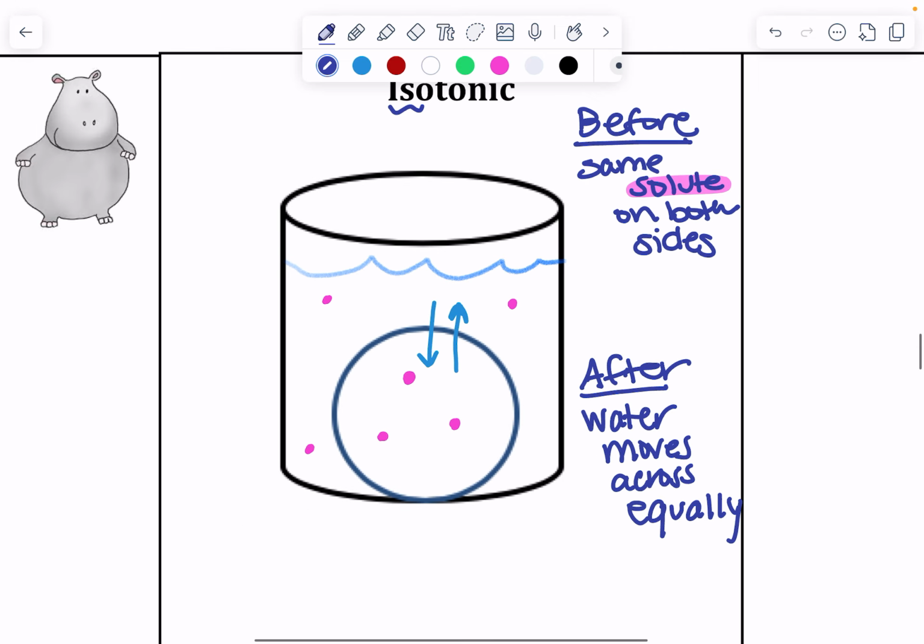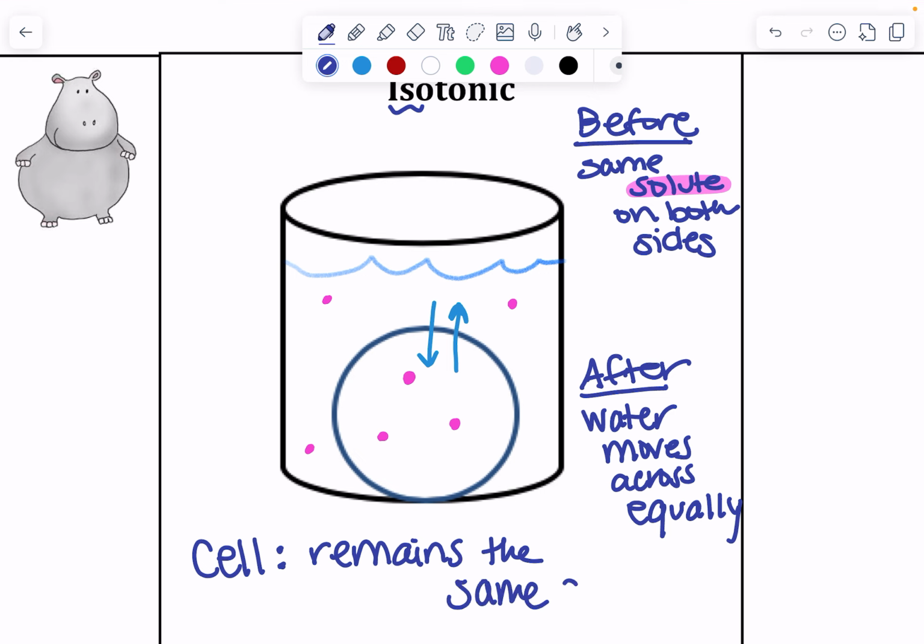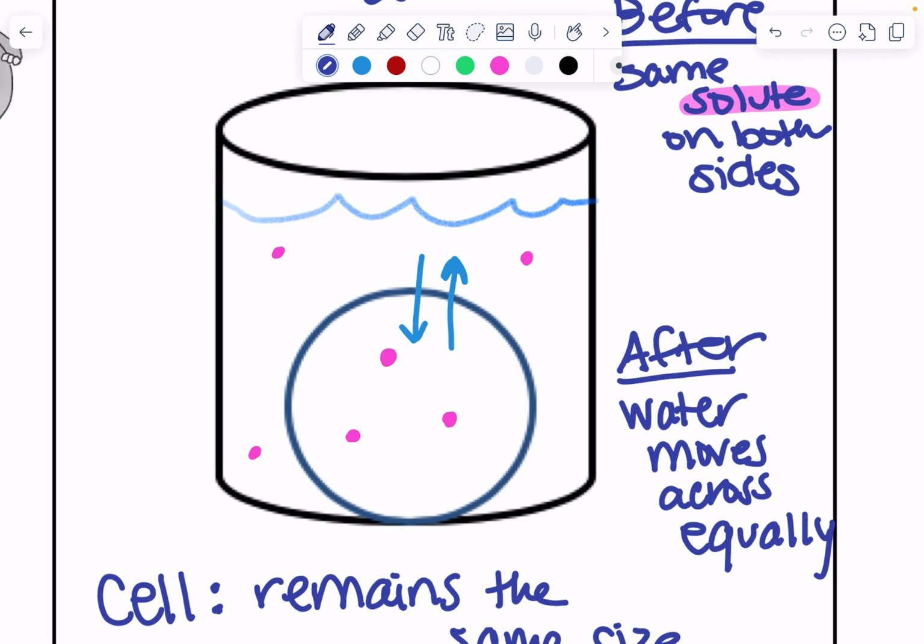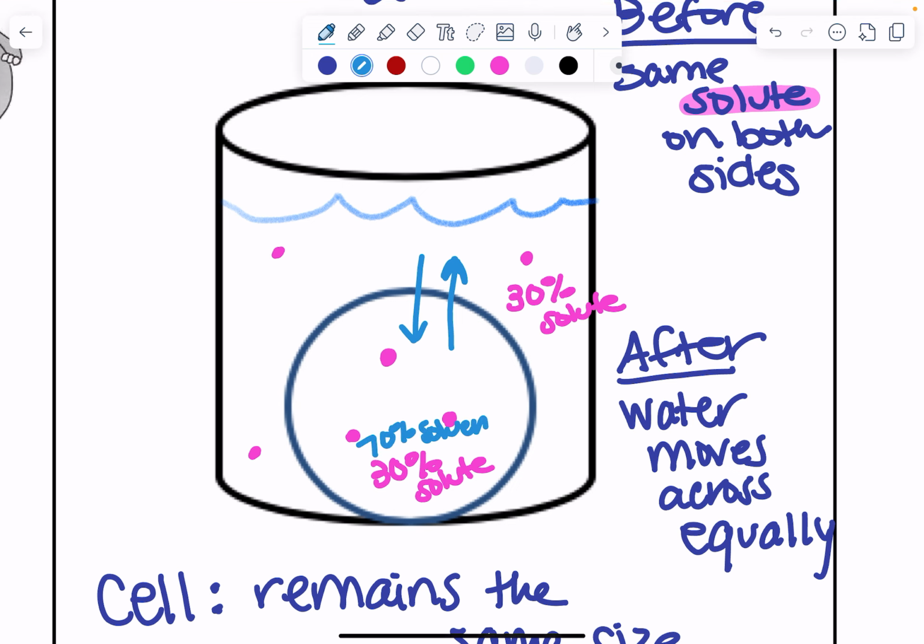So then you can ask what happens to the cell. The cell remains the same size. Okay. So if I was going to quantify this in a percentage, I could say that this is 30% solute on the outside and 30% solute on the inside. So if I have the same amount of solute on both sides, well, I always got to add them up to 100% on each side. So 30% solute and 70% solvent, which is the water.